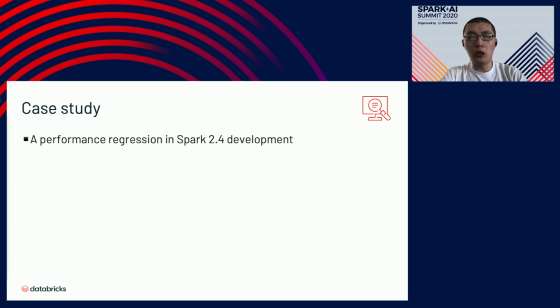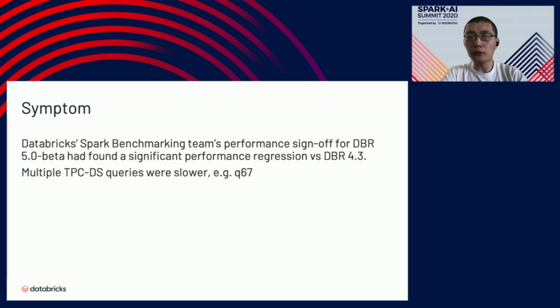Here is a real case we hit during Spark 2.4 development. Inside Databricks, we have a benchmark team who does performance sign-off for Databricks runtime releases. Databricks runtime is a proprietary fork of Apache Spark inside Databricks with better performance and other extensions. In the 5.0 beta version, we found a significant performance regression versus DBR 4.3. Multiple TPC-DS queries were slower, and one example is query 67.